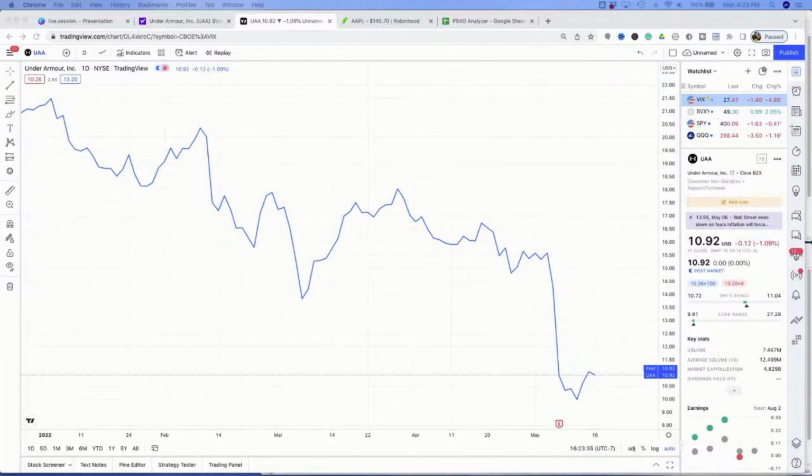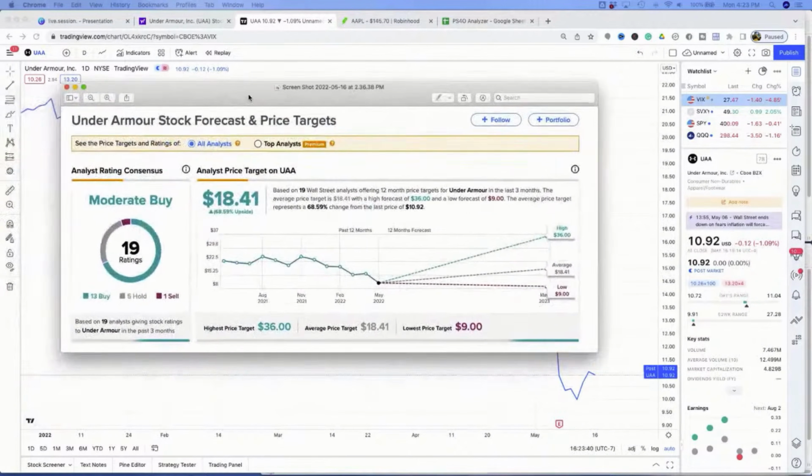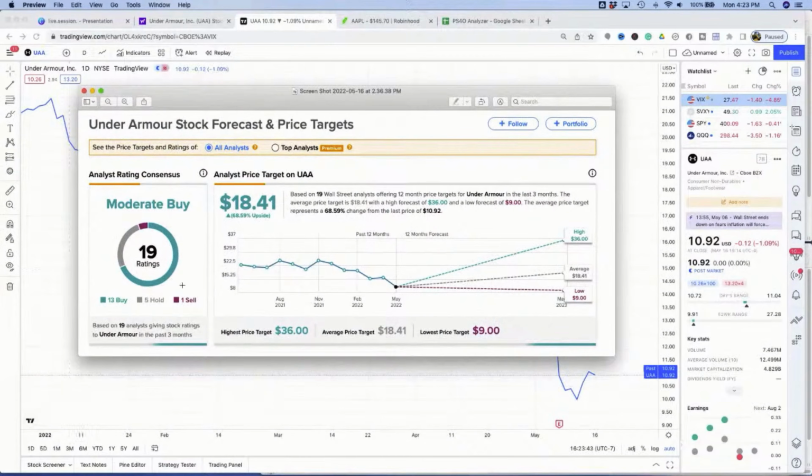So now let's take a look at what the industry analysts are predicting as far as a one-year price target for this stock. There's a total of 19 industry analysts. They give this stock a moderate buy recommendation for the next year. And it ranges from a one-year low price target of $9 per share to a one-year high price target of $36 per share, which gives, if you look at all the industry analysts, an average one-year price target of $18.41. And so that gives this stock an upside potential of 68%.